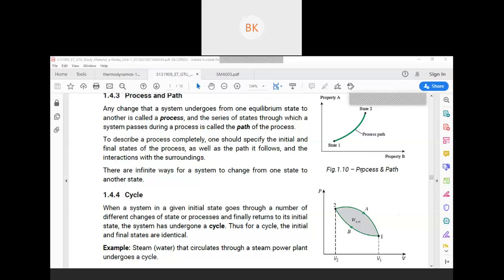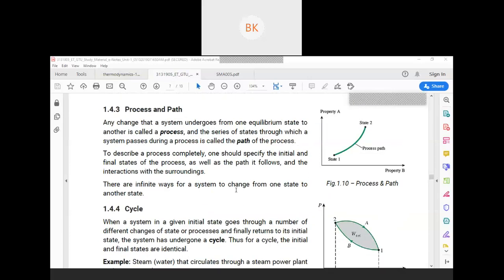Here it is described: to describe the process completely, one should specify the initial and final state of the process, as well as the path it follows and the interaction with the surroundings. So in the path, we will look at whatever process has been followed and what the interactions with the system are. Clear? Process and the path.